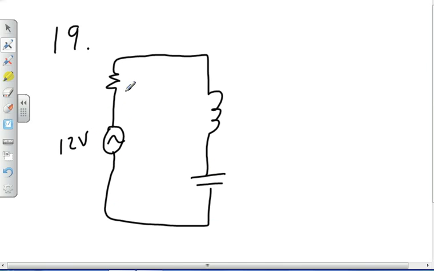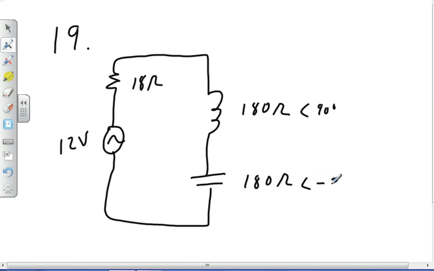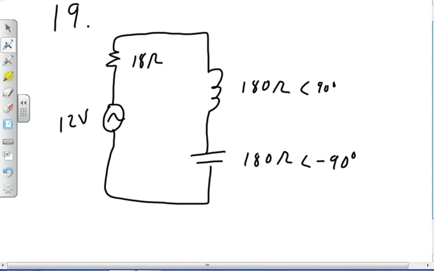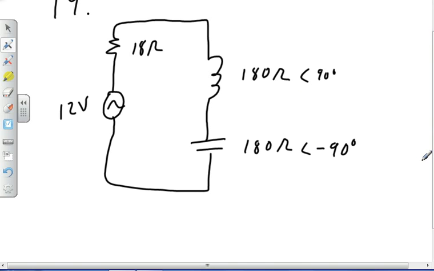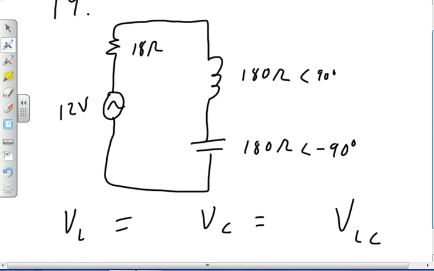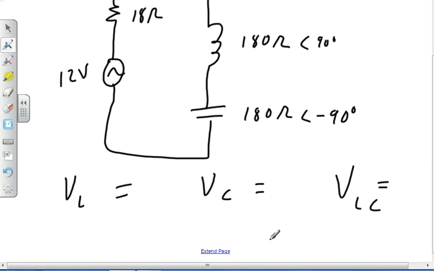Okay, so I got 12 volts, 18 ohms, 180 ohms, angle 90, and I've got 180 ohms, angle minus 90. Well, that makes the problem easy, doesn't it? All right, so we want voltage L, and we want voltage C, and we want voltage LC. So those are the things we want.